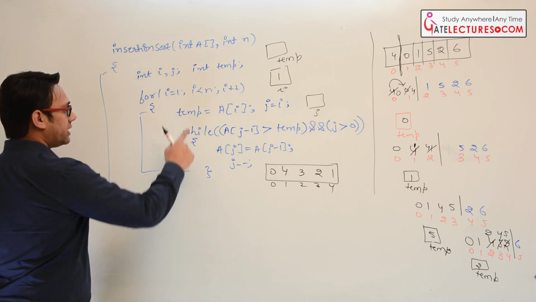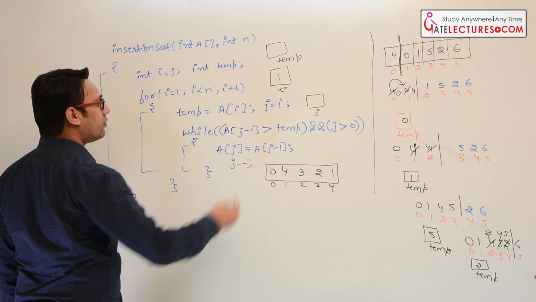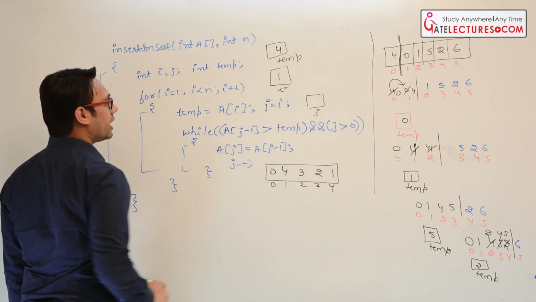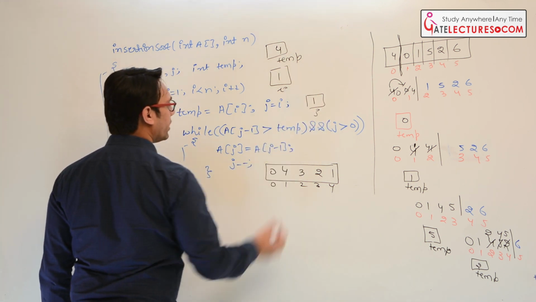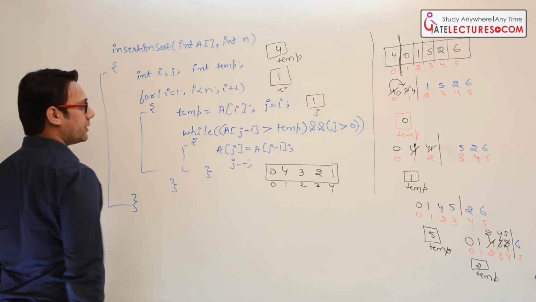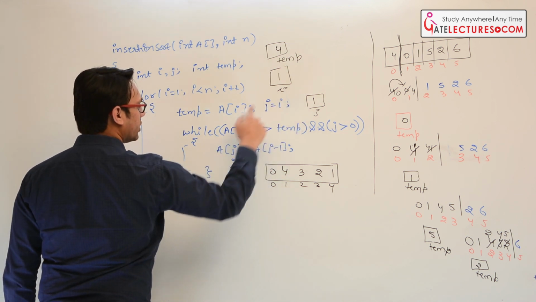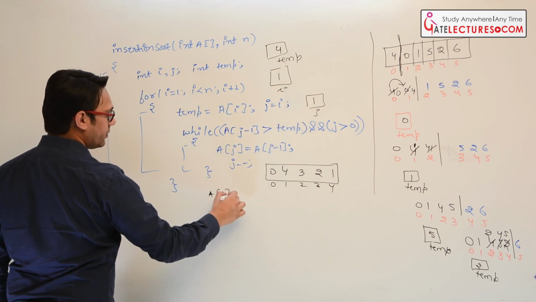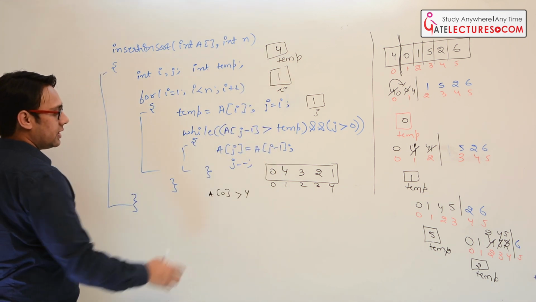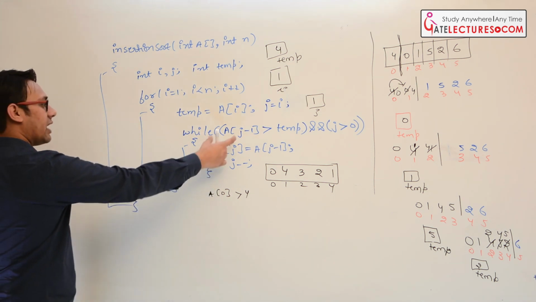So temp is equal to a of I. That means this value will be stored in the temporary variable. 4 will be stored here. Then j is equal to I, so j will store 1. Then while a of j minus 1 is greater than temp. So what is a of j minus 1? If the value of j is 1, this becomes a of 0 is greater than temp, which is 4. Is this element greater than 4? No, it is not. This while condition failed.